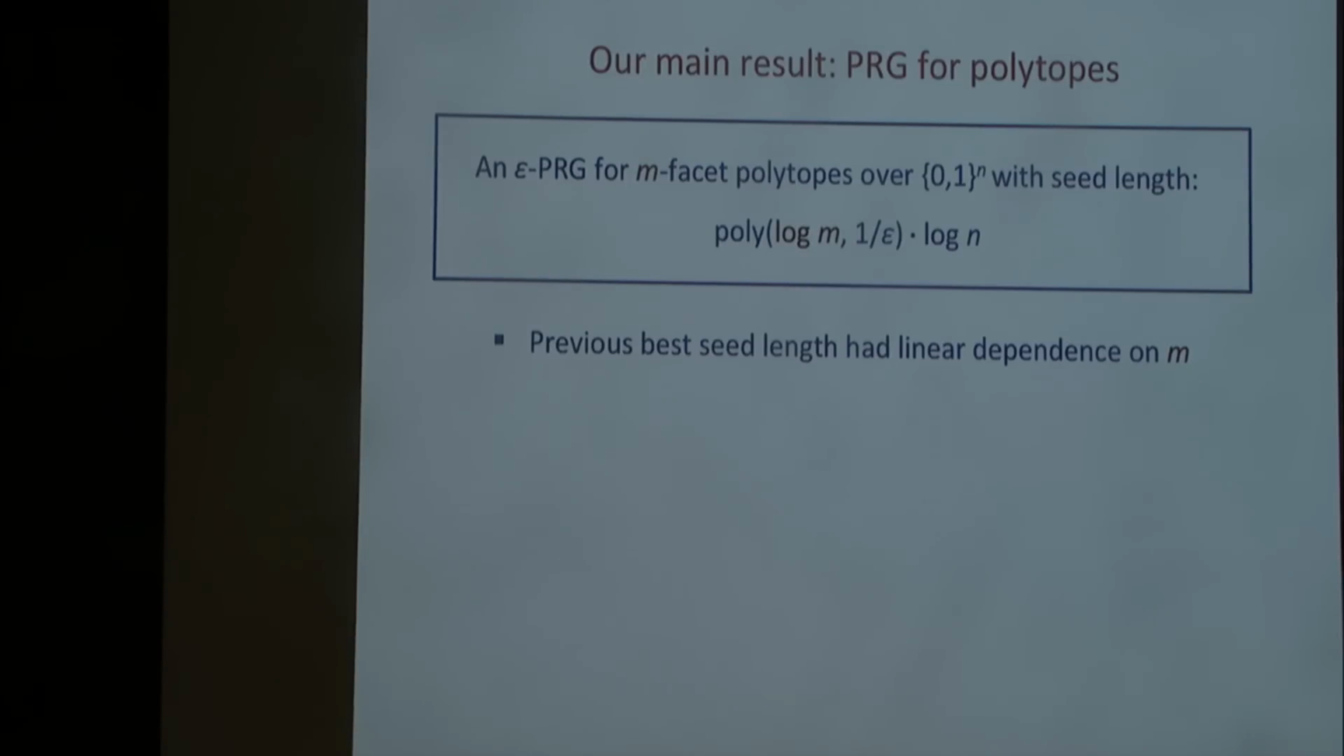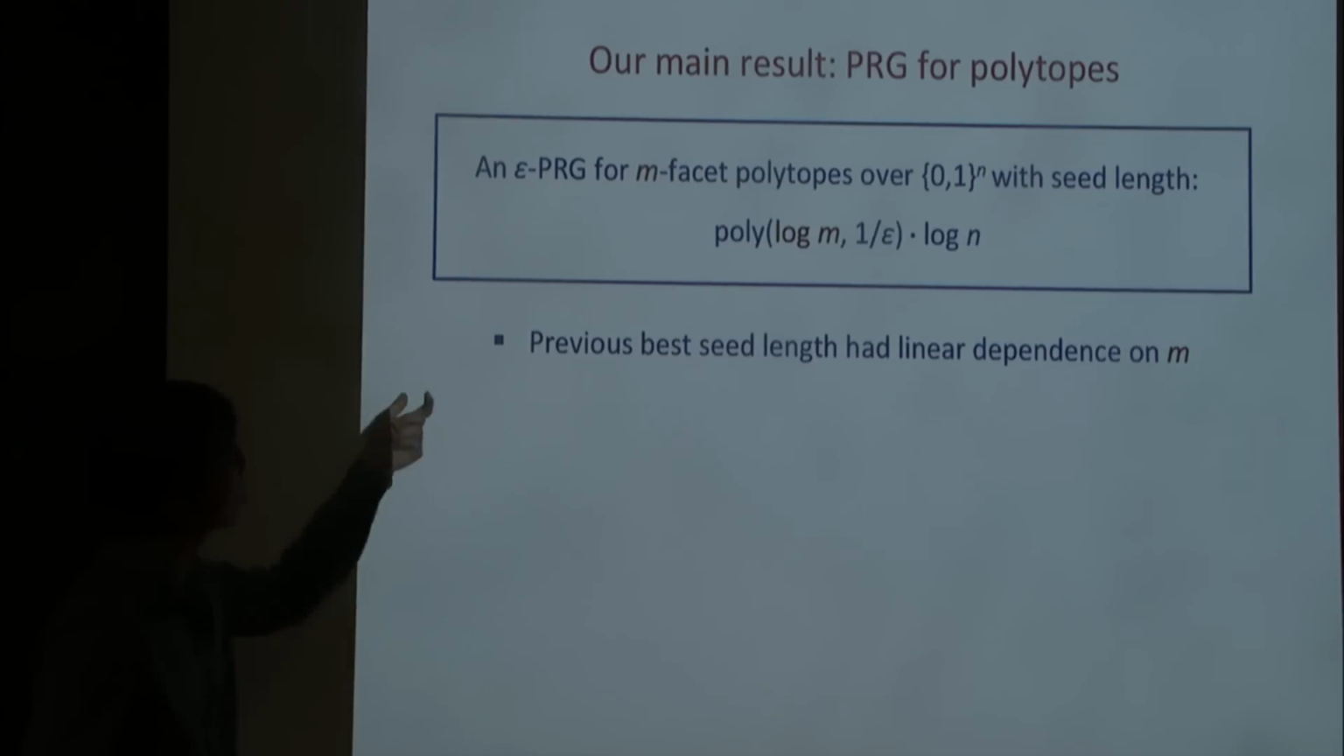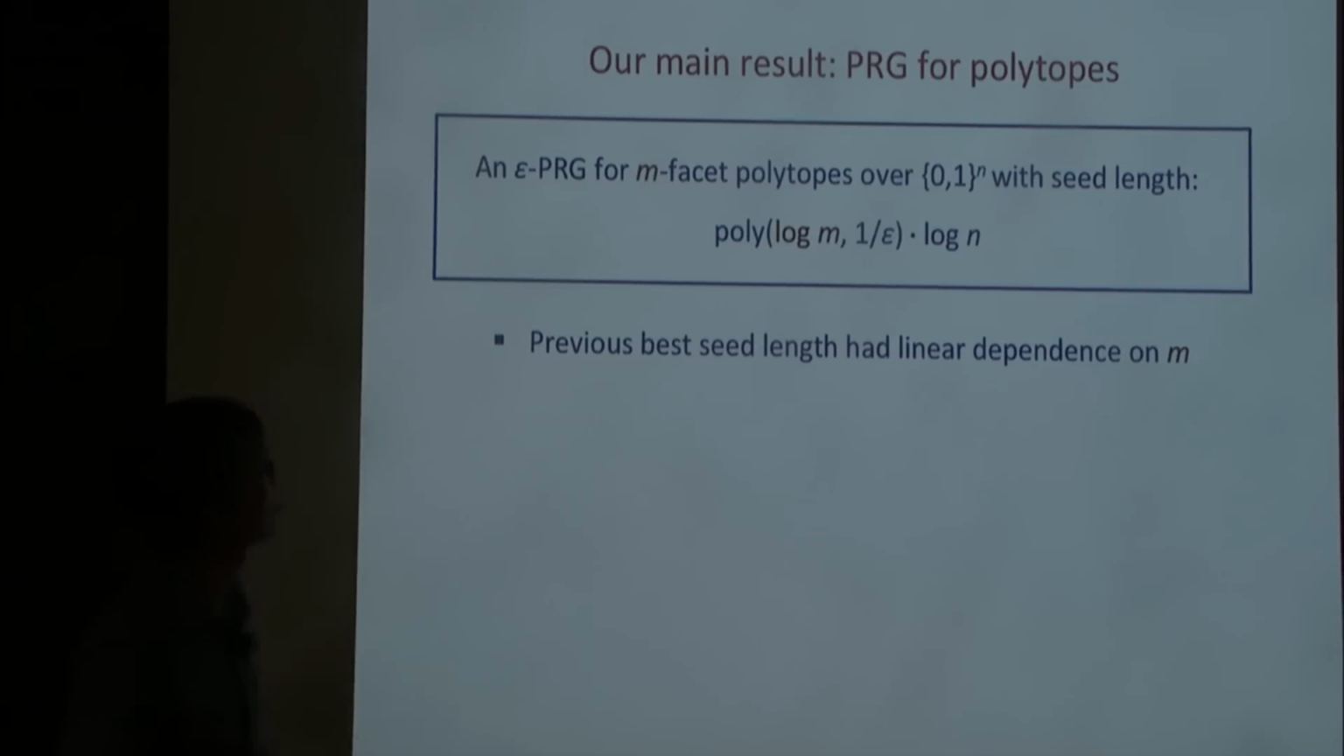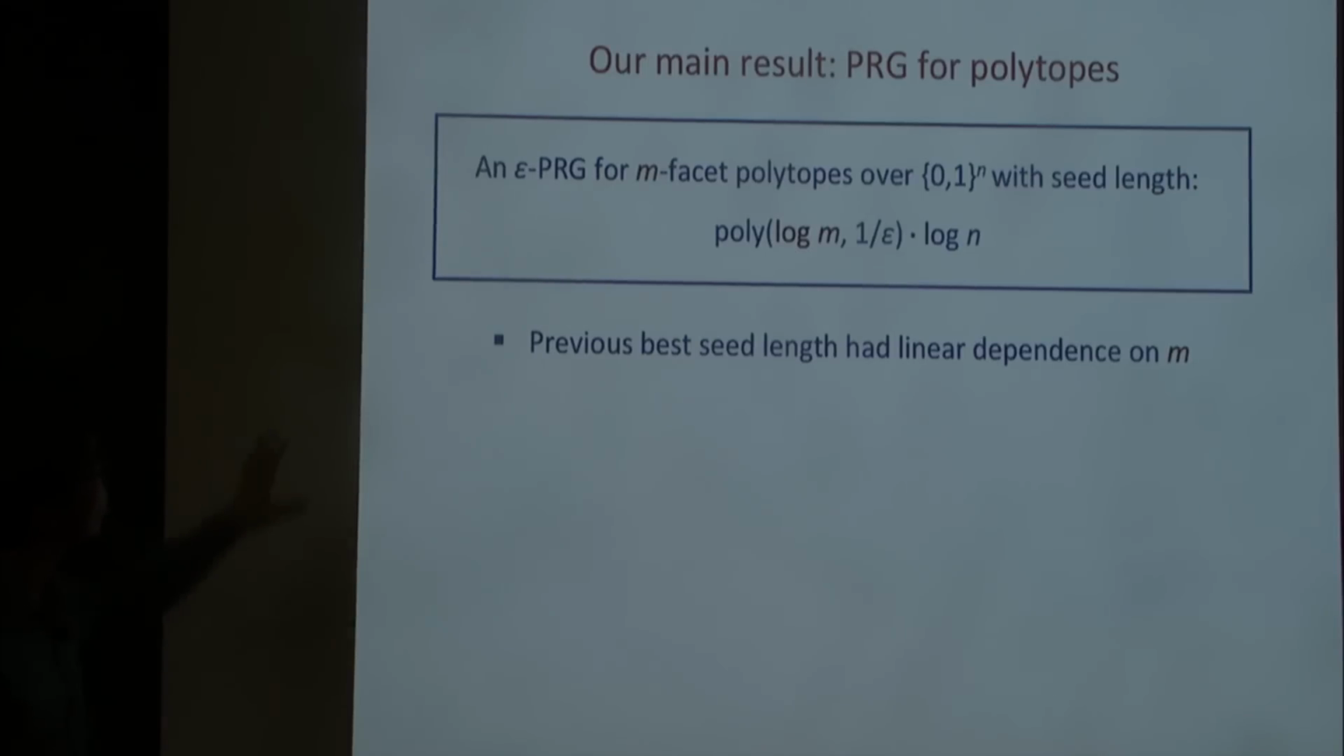It's an explicit PRG for this class of m-facet polytopes. So we give an epsilon PRG for m-facet polytopes over the hypercube with seed length polylog m, poly in 1 over epsilon, multiplied by log n. The key here is a better dependence on the number of facets. So this question has been studied quite a bit. I'll go into details on the previous work in a few slides, but let me just mention that for this general question, the previous best seed length had a linear dependence on m.